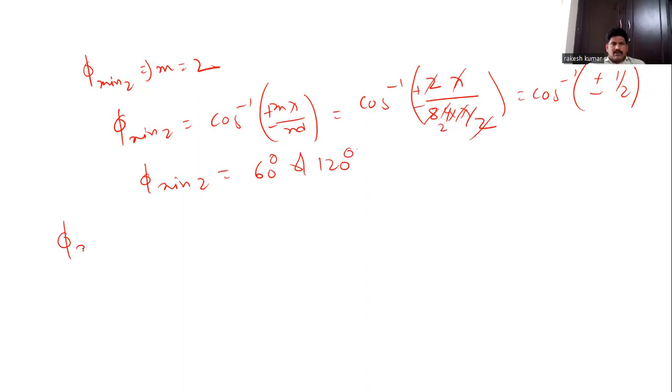Next, let us calculate phi minimum 3. Phi minimum 3 means we substitute m is equal to 3 in the equation.